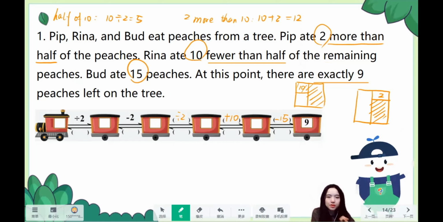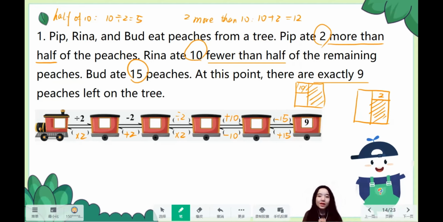Then, let's work backwards first. When we work forward, it is minus. When we work backwards, it will become plus. So minus 15 becomes plus 15. Plus 10 will become minus 10. Division will become its inverse operation, which is multiplication, and minus 2 becomes plus 2, just like this. And now we can start to calculate from the result step by step to get the original amount.